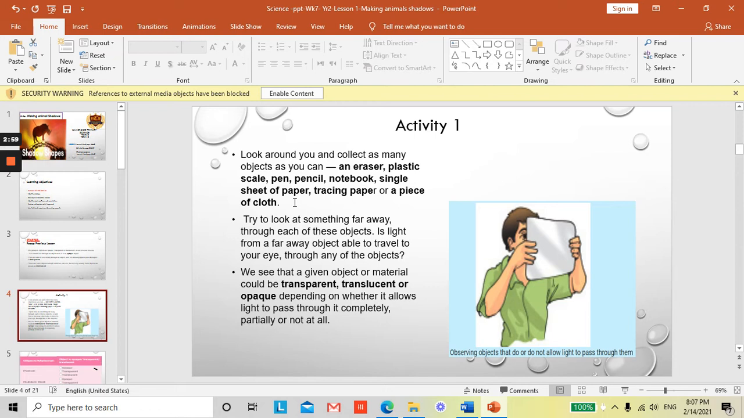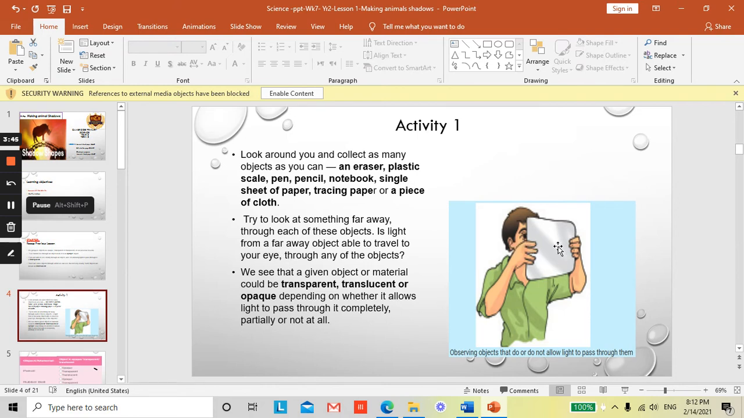Look at some of the objects far away, like the boy is doing here. He is holding an object. So when you look through each of these objects, is light from a far away object able to travel to your eyes through any of the objects? I told you to try to look at something far away through each of these objects.